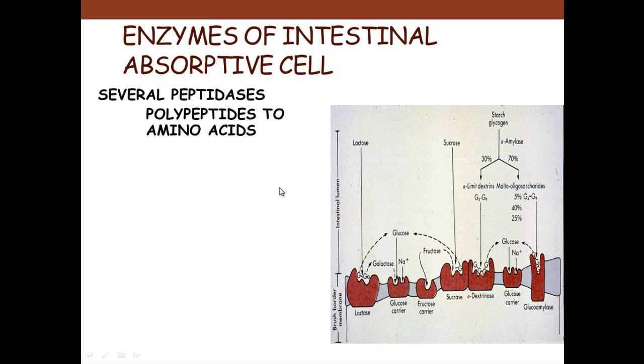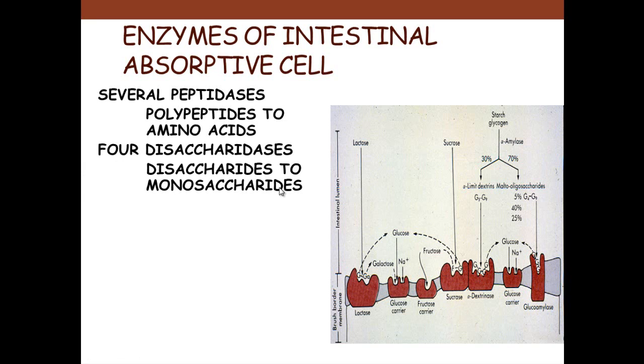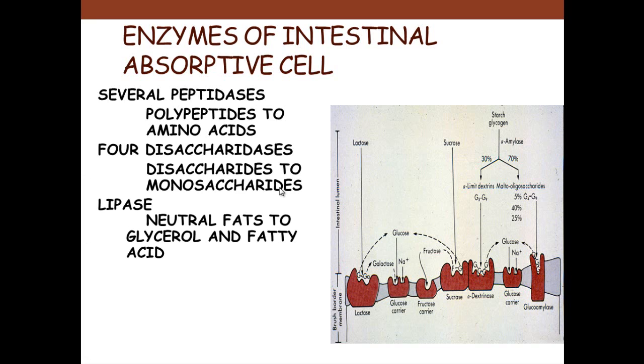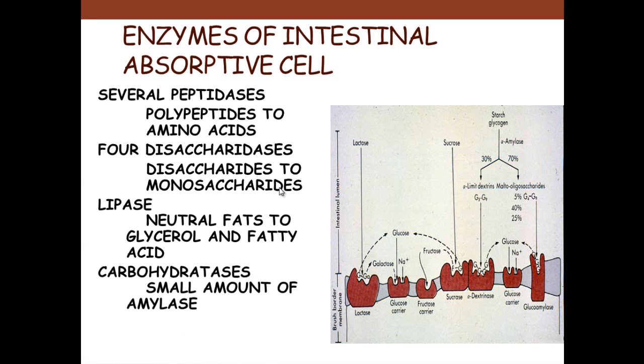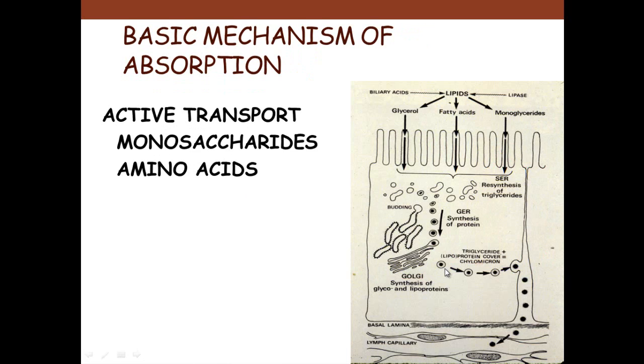It has several peptidases that change peptides to amino acids. It has disaccharidases for disaccharides to monosaccharides. It also has lipases for neutral fats to cholesterol and fatty acids, and also a small amount of amylase is there as well, for carbohydrates. So the various types of foodstuff it can break down so that you end up with a product like, say, a monosaccharide that then can come into the cell.